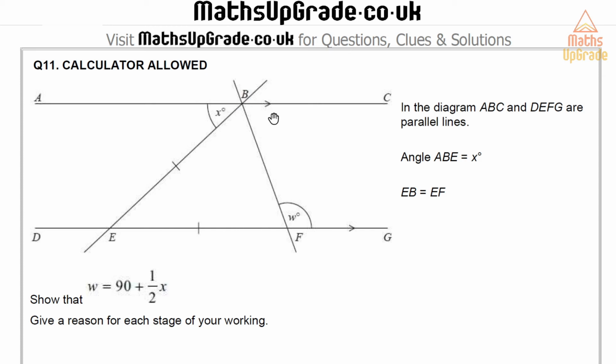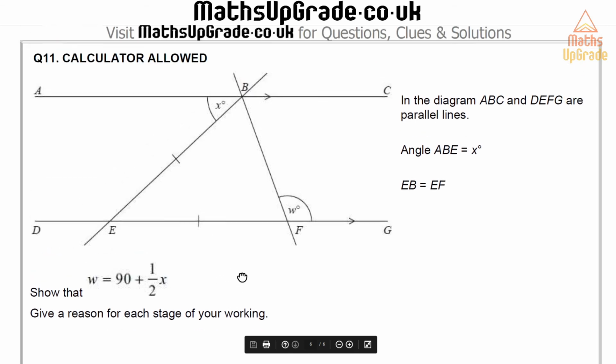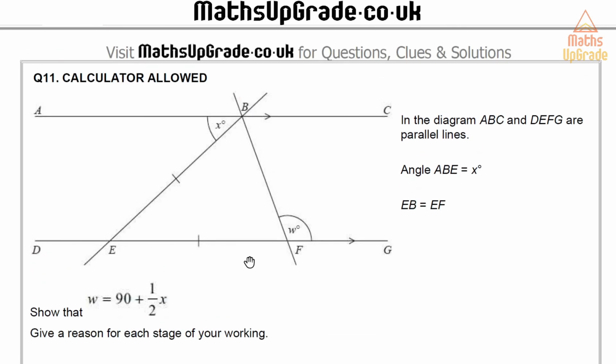EB equals EF, so EB is equal to EF. So straight away you can see you've got an isosceles triangle formed here. Also, you have to show that angle W is related to angle x through this equation here: W equals 90 plus a half x. You have to give a reason for each stage of the working, and like I said, that question is worth 4 marks. So how are we going to do that?